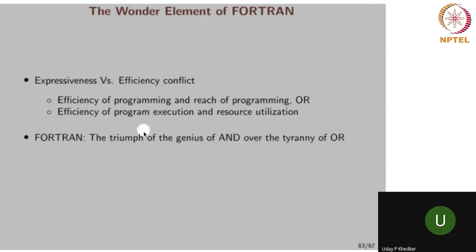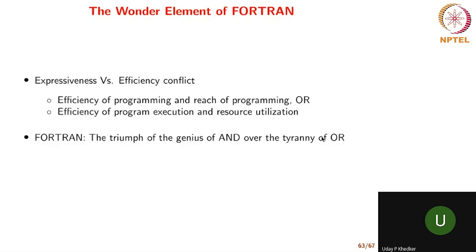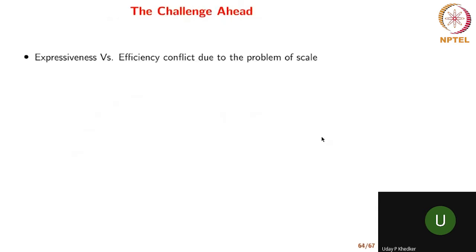So Fortran was an example of the triumph of the genius of AND over the tyranny of OR. Fortran managed to do it. Okay? So it was the software equivalent of a transistor. John Backus was an example of a man at the right place at the right time for the right problem. Okay, so what is the challenge ahead?